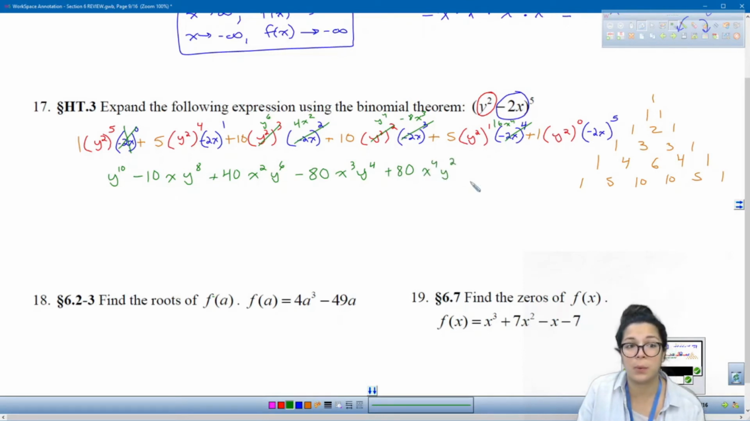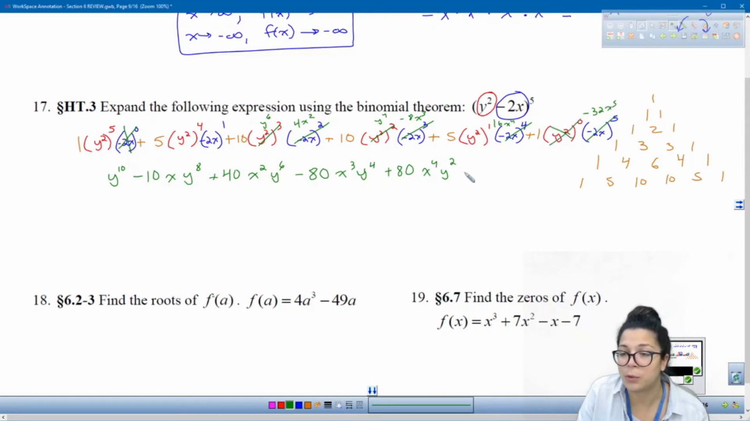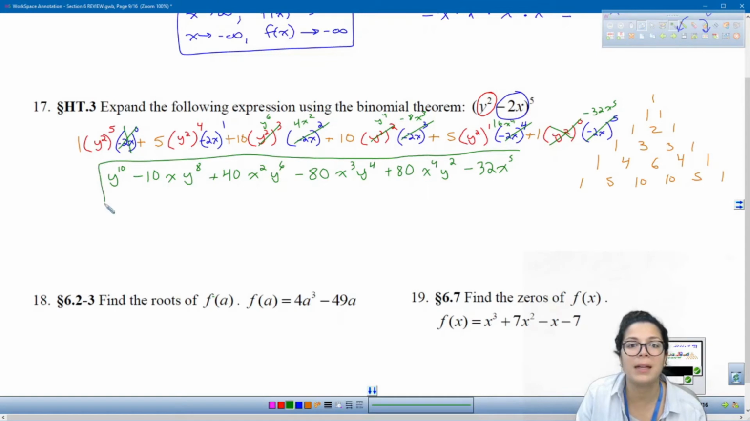And then the last one is negative 2 to the power of 5, which is negative 32, x to the power of 5, and then anything to the power of 0 is just 1. So that last term will just be 1 times negative 32x to the power of 5, which would be negative 32x to the power of 5. And that is the expansion.